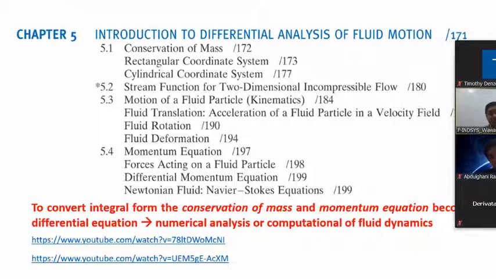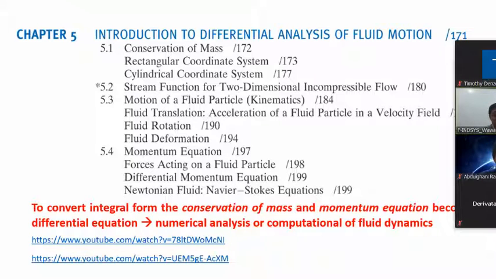Actually, we will discuss just two equations: how to change the equation from the integral form to the differential equation. On this screen here you can read. We talk about the conservation of mass, in the rectangular coordinate system or the cylindrical coordinate system. Subchapter 5.2, the stream function for two-dimensional incompressible flow, we will discuss in chapter 6.